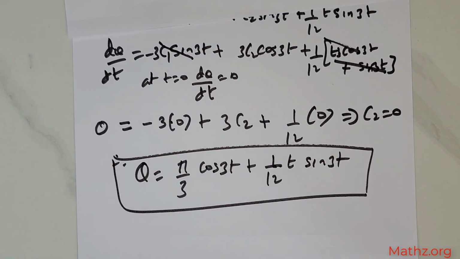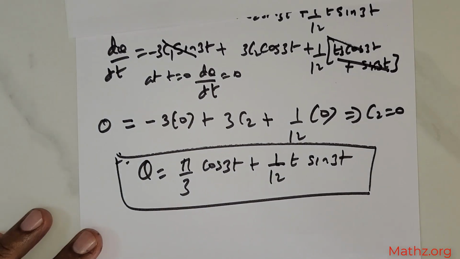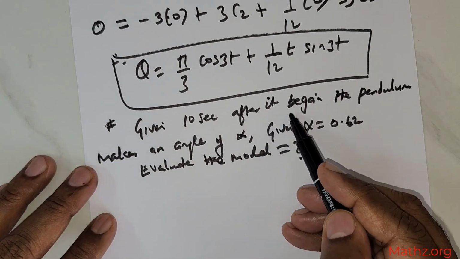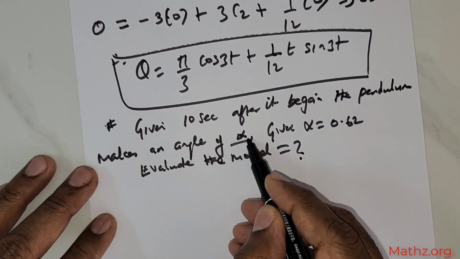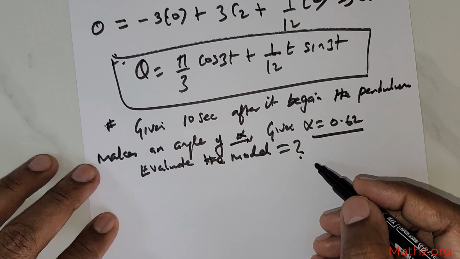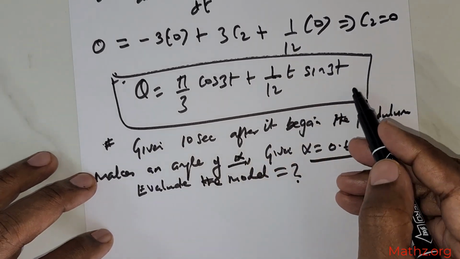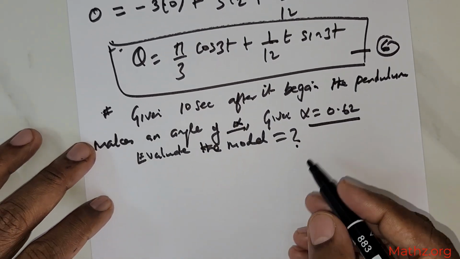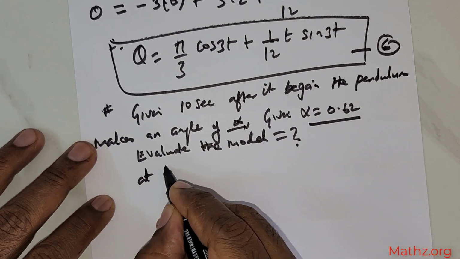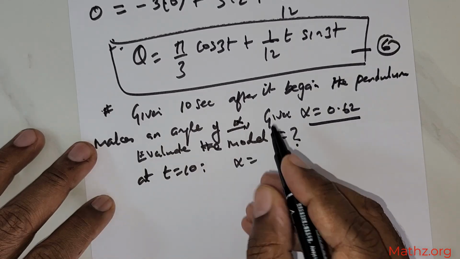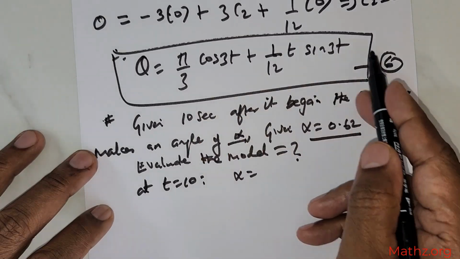But this is not the end. Why? We need to go back and see the question. So let me write that question down. Now this is the next part. Given 10 seconds after it began, the pendulum makes a certain angle alpha. If alpha is given to be 0.62, we are expected to evaluate the model. So for that, foremost we need to go to this given equation. So let me just take it as 6. So at t equal to 10 seconds, we are expected to find alpha.